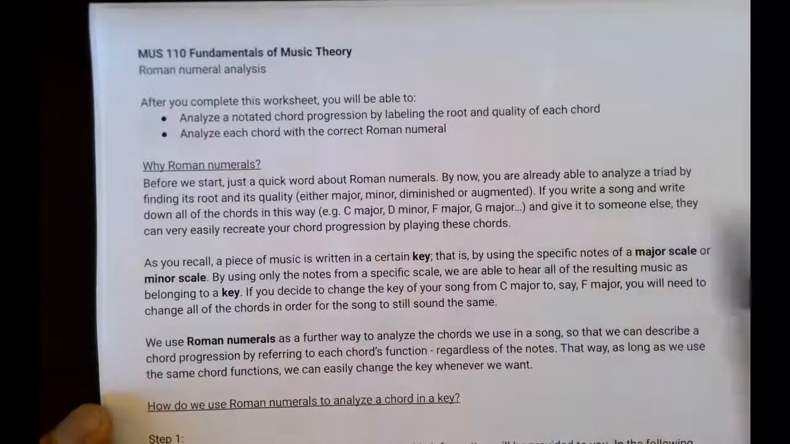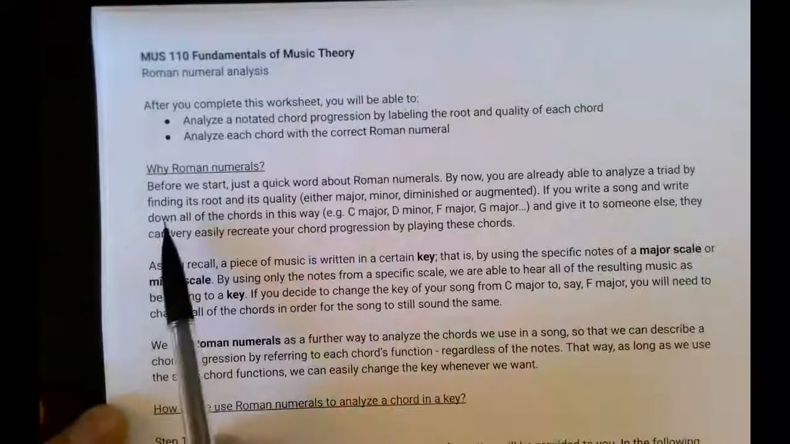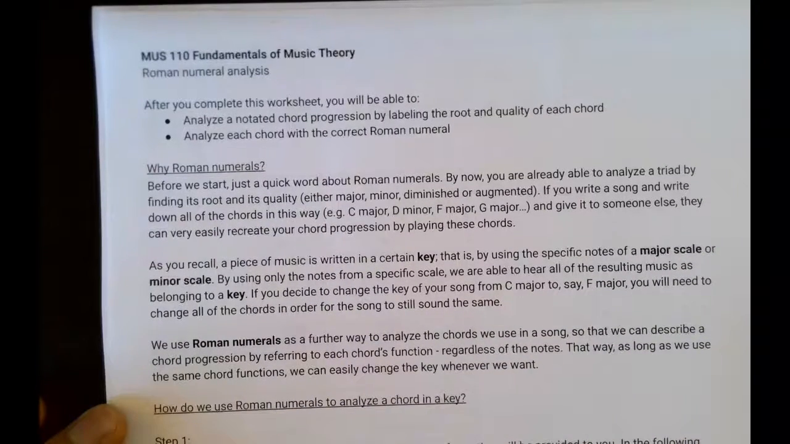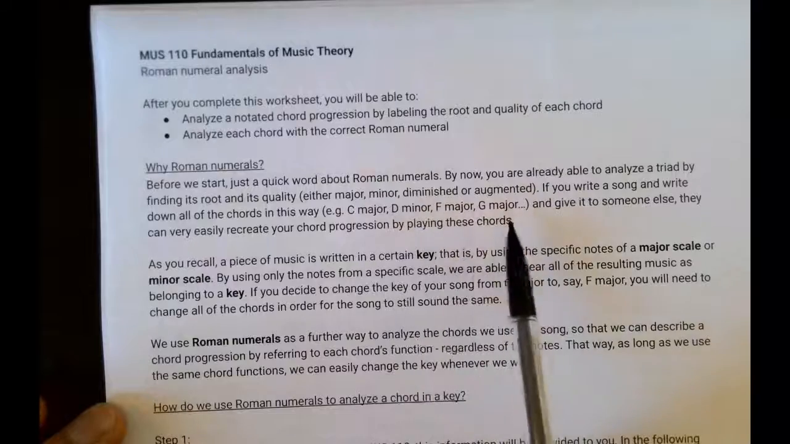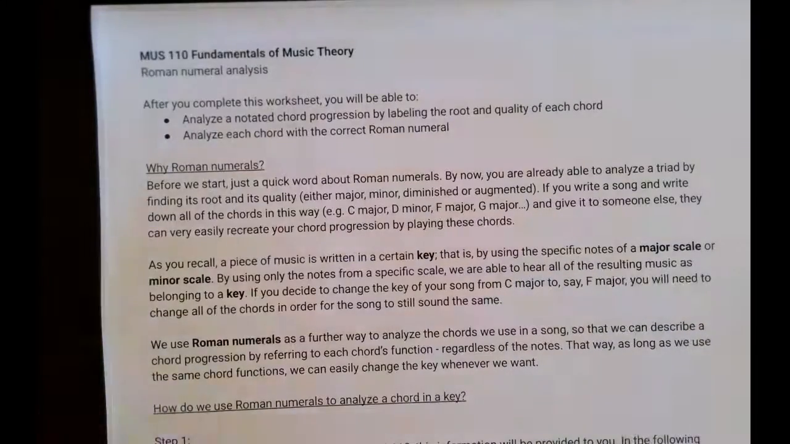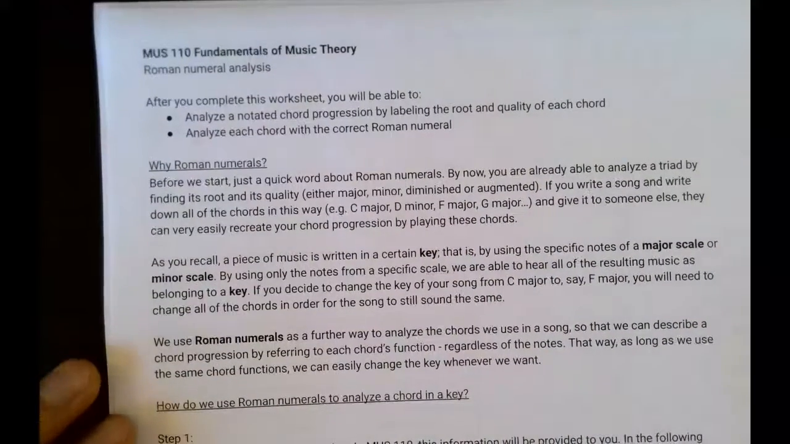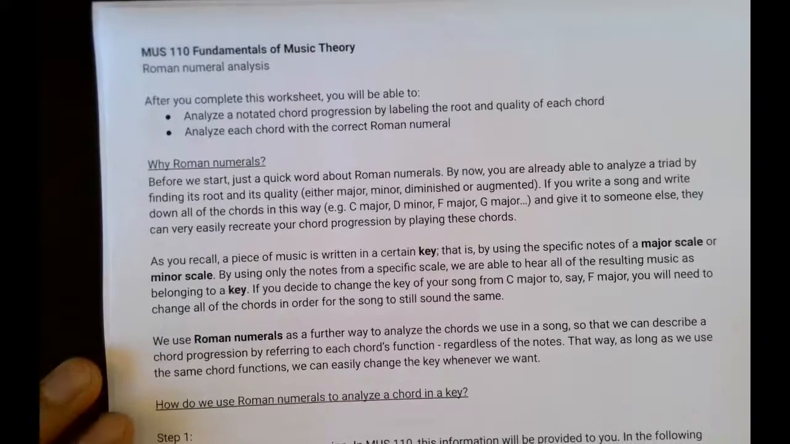By now you're already able to analyze a triad by finding its root and quality, so either major, minor, diminished, or augmented. So if you write a song and write down all of the chords, let's say C major, D minor, F major, G major, etc., and give it to someone else, they can very easily recreate that chord progression by using these same chords.